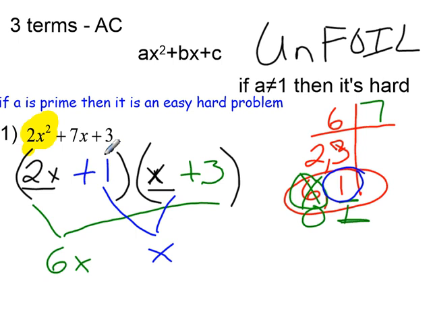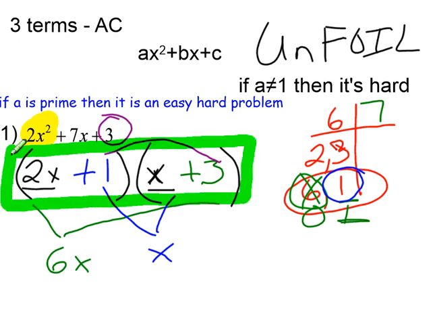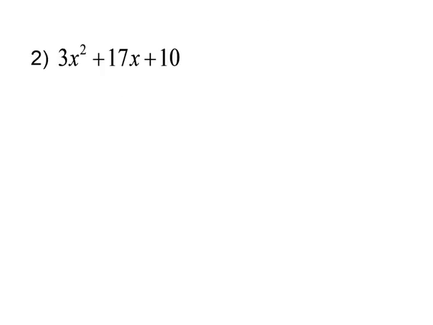Last times last, 1 times 3, has to give me c. And you're not really putting anything in there, you're just checking your work. If 1 times 3 equals 3, then your work checks. And this is the answer. All right, next problem.